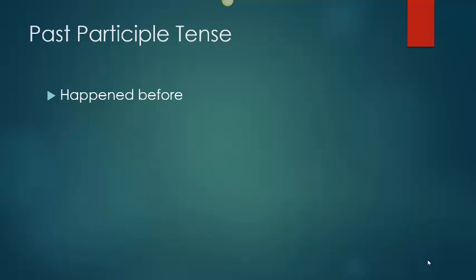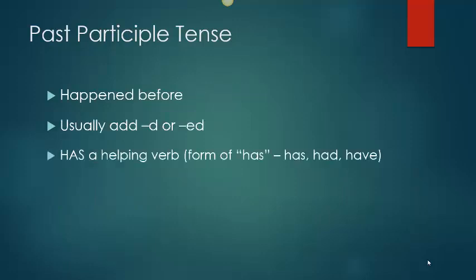Past participle means that it happened before. That's what past tense means. Usually you're going to add a D or an ED. These ones have a helping verb, a form of have: either has, had, or have. So have sailed, has memorized, have studied. I would never say I am studied. That doesn't make sense. It needs to be a form of have.